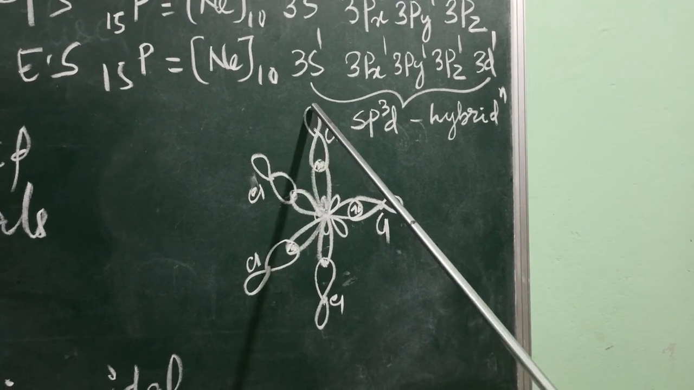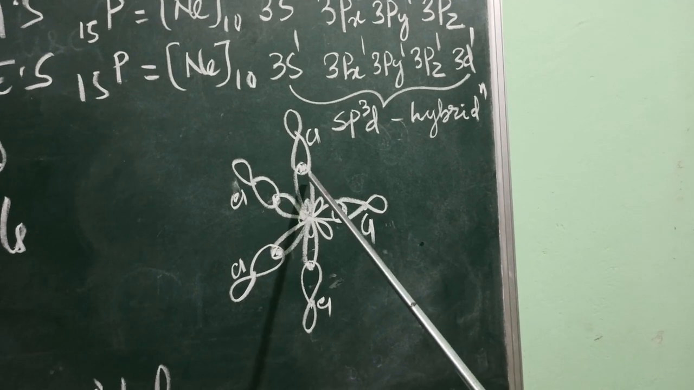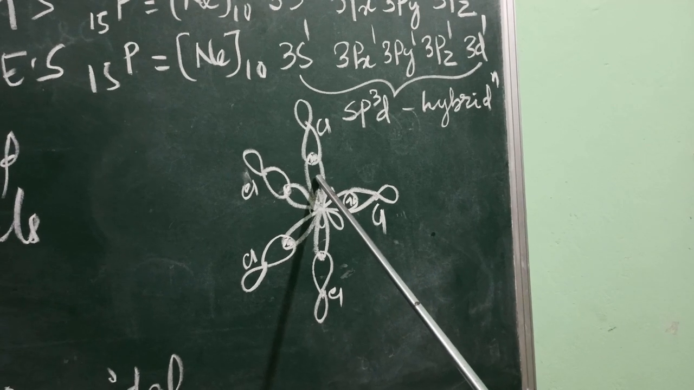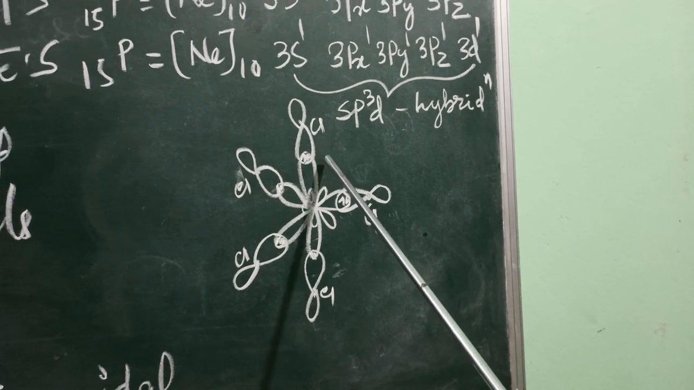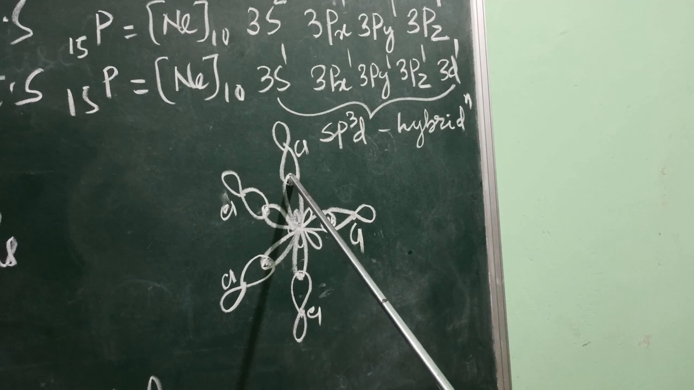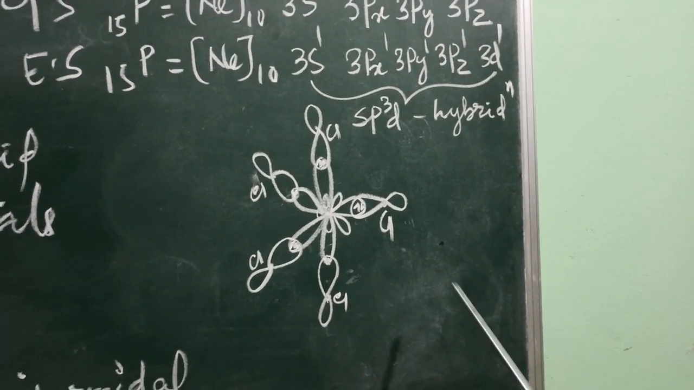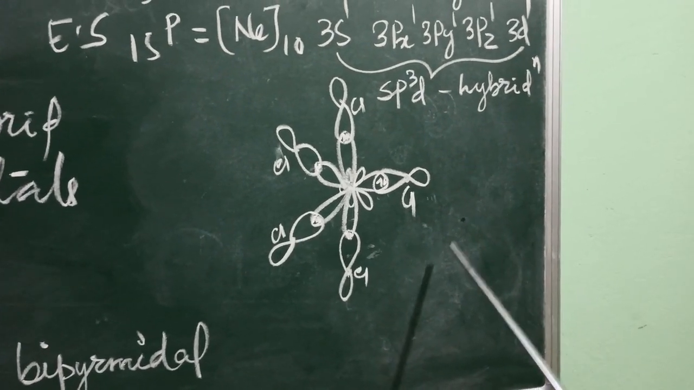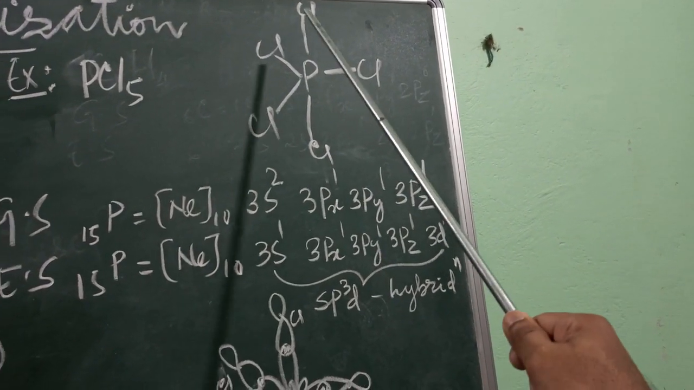This is the chlorine bringing its p orbital, and it overlaps with the sp3d hybrid orbitals head on to give an sp3d-p sigma bond. All are like this, sp3d-p sigma bond. This is the p orbital of this chlorine, this chlorine, this chlorine. This is how phosphorus pentachloride is formed.